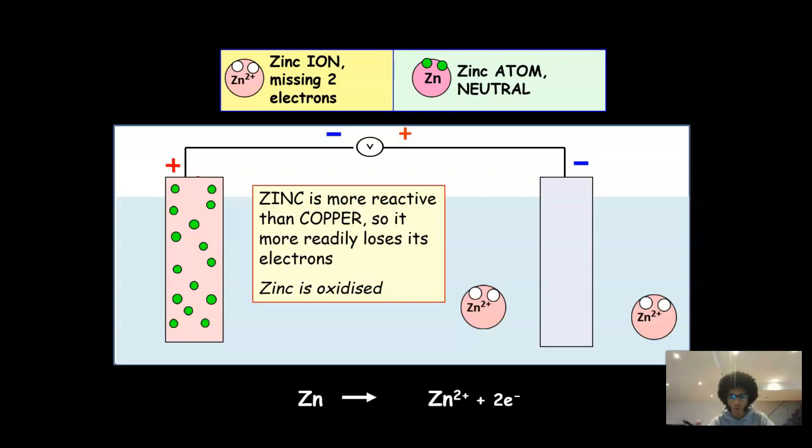Now, it's always the more reactive metal that does this, and that makes sense because it's the more reactive metal that has the greatest tendency to form positive ions. That's a really important thing that you learned previously in the course, and you always have to bear that in mind for this whole thing.